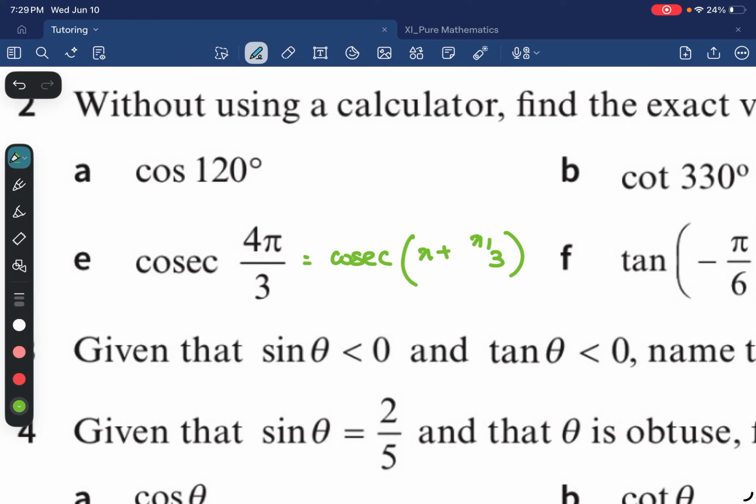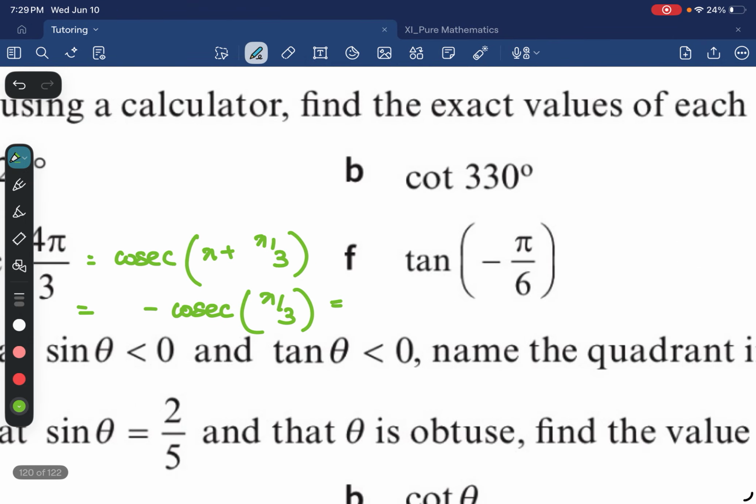Cosecant of 4 pi over 3. 4 pi over 3 is pi plus pi over 3. Pi is 180 degrees. So you write it as cosecant pi over 3, and this is in the third quadrant. In the third quadrant, cosecant is negative. So negative cosecant pi over 3, negative 1 over sine pi over 3, right? Cosecant pi over 3 is just 1 over sine pi over 3.